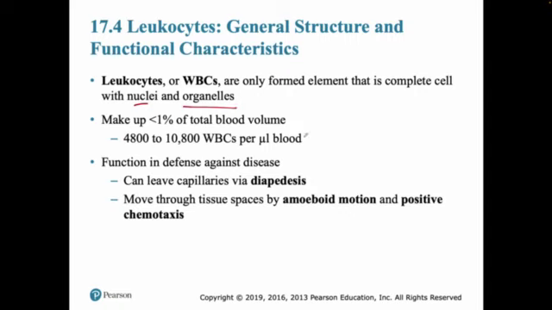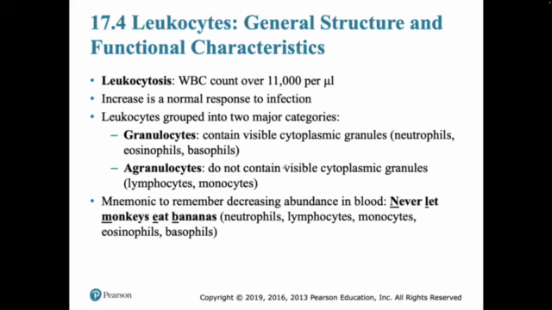Now the number of WBCs is very critically important. We have to have a range of WBCs between 4,800 and 10,800 per microliter of blood, which is less than 1% of the total blood volume. But this number is critically important. If it's too low or too high, then that's a problem for us. The main general function of leukocytes is defending against diseases, and there are different kinds of WBCs involved in different kinds of functions. So let's begin.